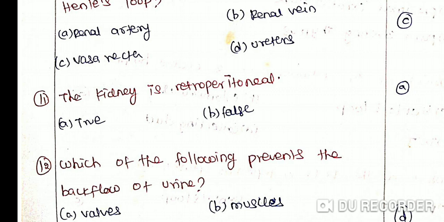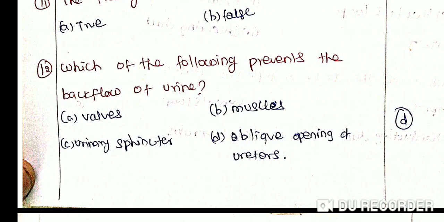The kidney is retroperitoneal. Option A, true. Option B, false. The correct answer is option A, true. Explanation. The kidney is retroperitoneal because it is attached to peritoneum on the ventral side. The dorsal surface of kidney is attached to the dorsal abdominal wall, so only its ventral surface is covered by the peritoneum.